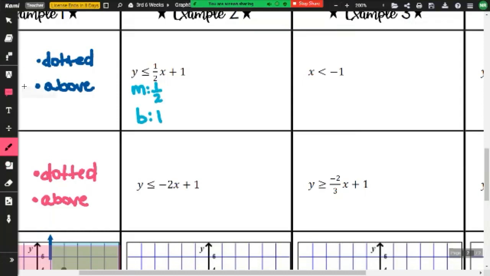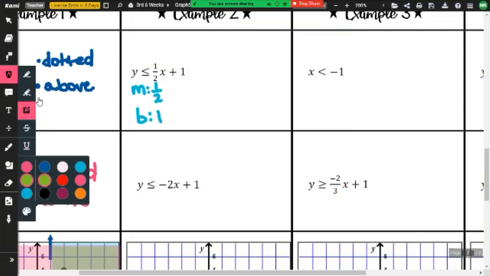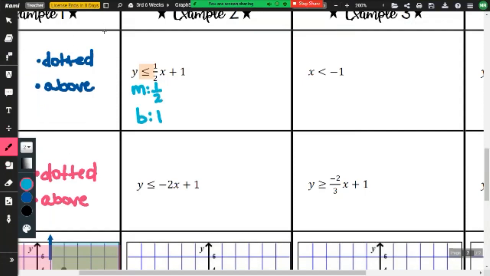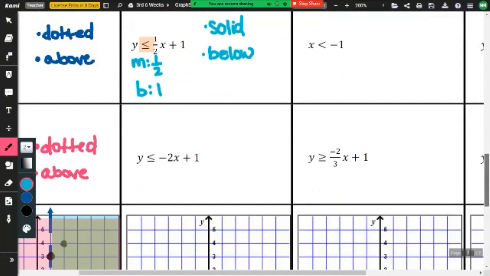You look at the inequality to tell you whether it's solid or dotted and whether you have to shade above or below. So if I look at this inequality, notice how it's underlined. That lets me know that this is going to be a solid line. The name of this inequality is less, and less means below. So I'm going to go ahead and do this first before moving on.